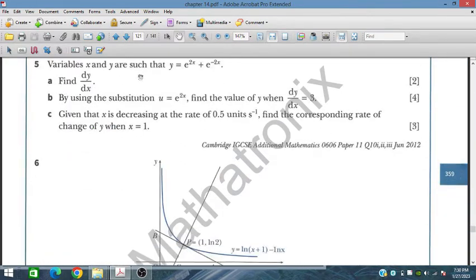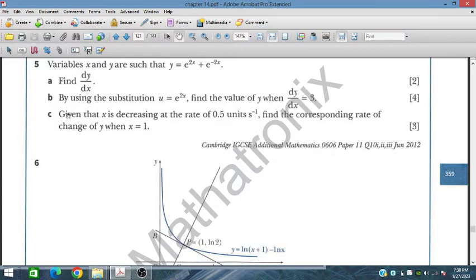Variables x and y are such that y is equal to e^(2x) plus e^(−2x). Find dy/dx. First find dy/dx by using the substitution u equals e^(2x). Then find the value of y when dy/dx is equal to 3.